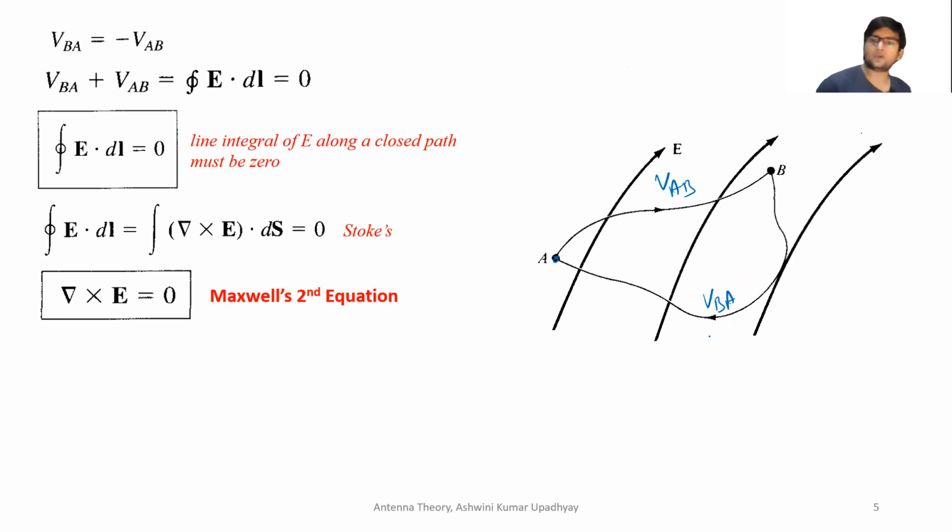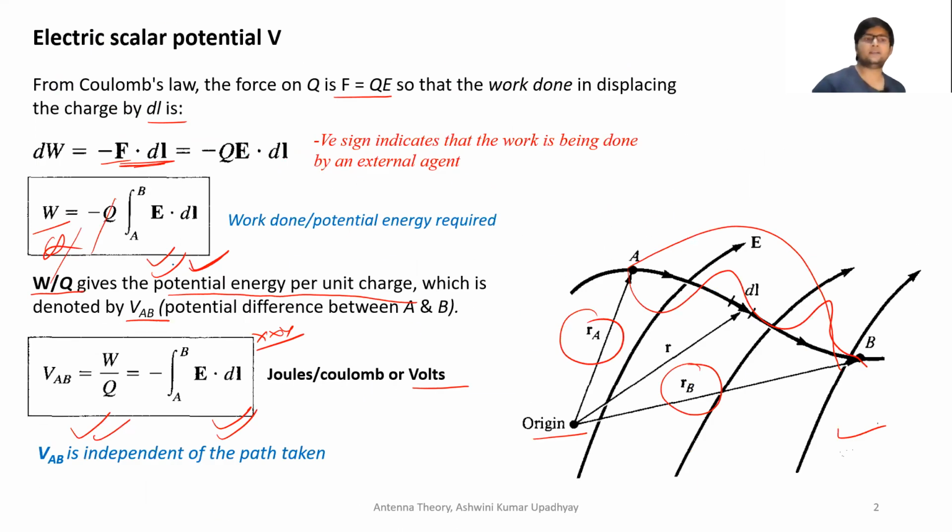So in this way, you can say that VAB plus VBA is always going to be 0. Now, in the previous slides, we saw that this VAB voltage from some point A to B is given by the electric field as the line integral of this electric field from A to B. So can you tell me what will be the VBA?